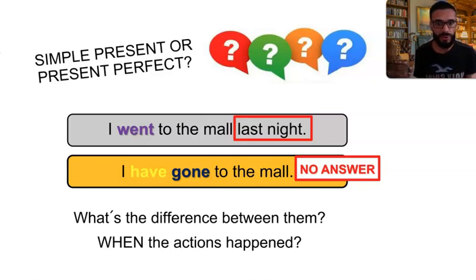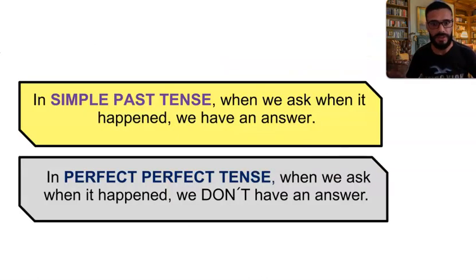However, if I say I have gone to the mall, notice that there is no specific time mentioned in the sentence. So it happened in the past, but I don't know when. Exactly like we learned in the beginning of the video. So what's the difference between them? When the actions happened, let's check it out. In simple past tense, when we ask when it happened, we have an answer. I went to the supermarket last night, last week, 2 days ago, at 3 o'clock, last morning, right? Shall we say last afternoon, yeah? Because 3 o'clock in the morning, I think it's too early to go to the supermarket, right?